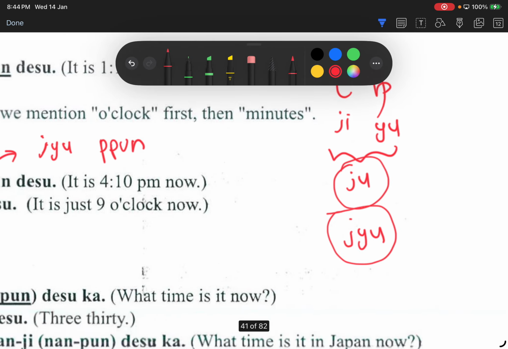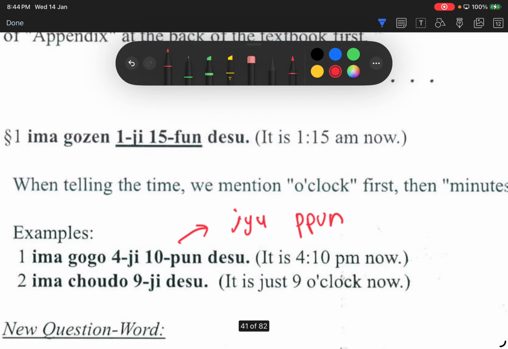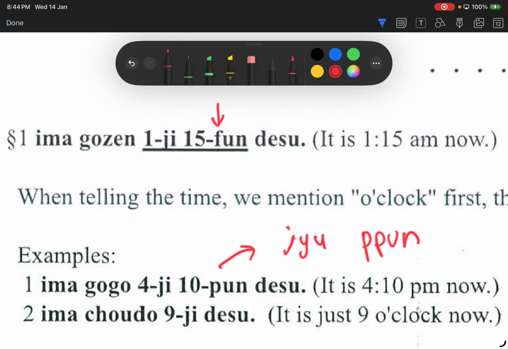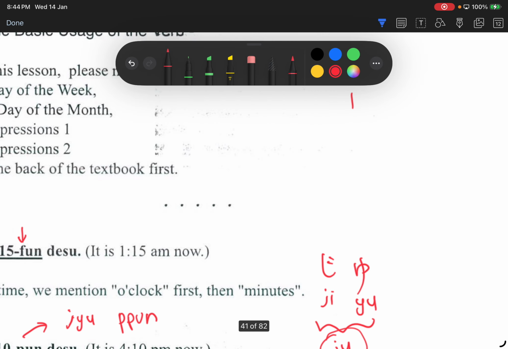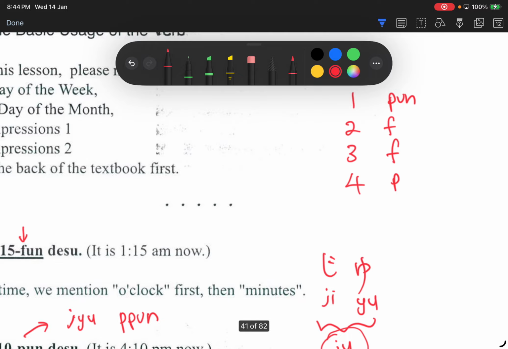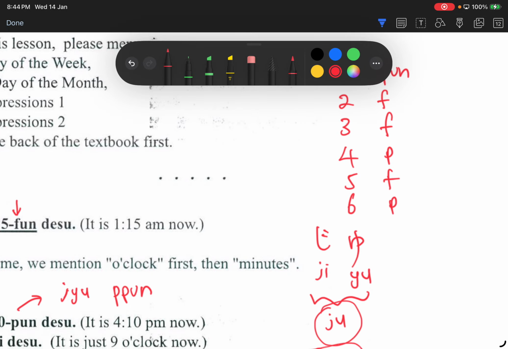Okay. Then back to Sri's question. Why do some use F? If you go back to the appendix, some numbers don't go by the PPUN. 1 we say Ipun, so we use the PUN sound. 2 Nihun, the F sound. 3分, 4分, sorry, not F sound. 4分, right, P sound. Then 5分. Then 6分, 7分, 8分, 9分, 10分.